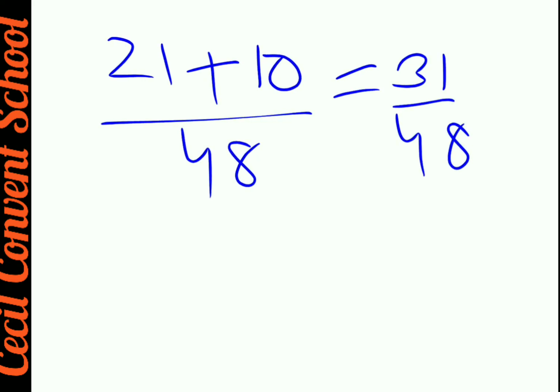Now 31 upon 48 does not come in any table. So this is your final answer. Clear? Now we will do question number 2. Question number 2 is again addition, but here there will be 3 fractions given. But firstly we see whether they are like fractions or not.